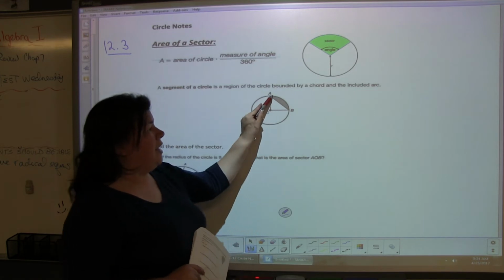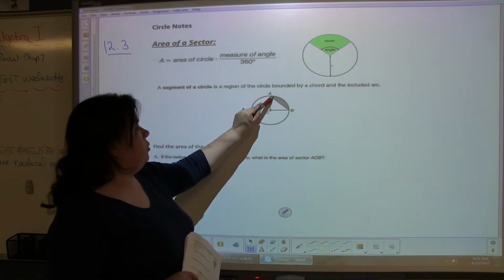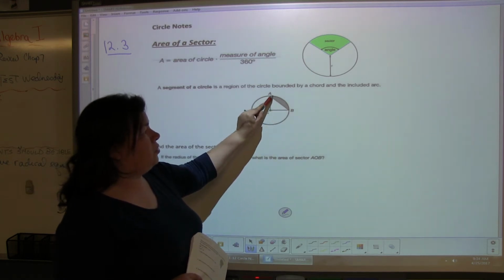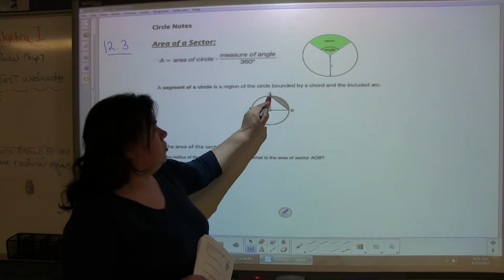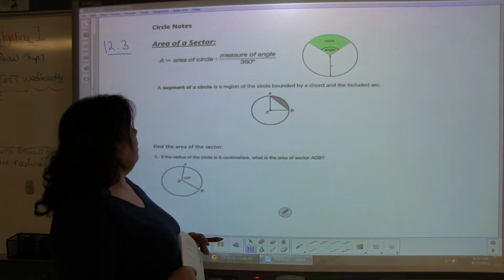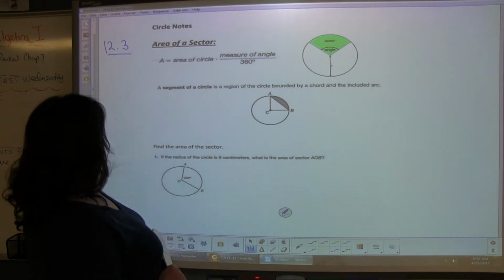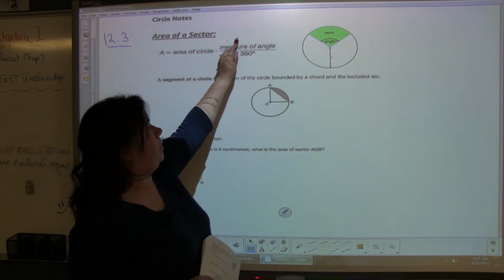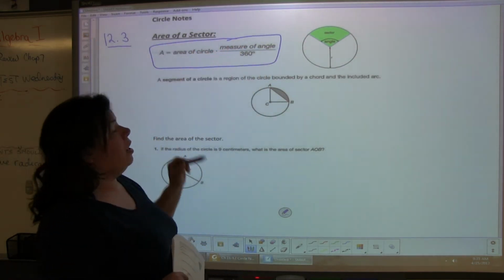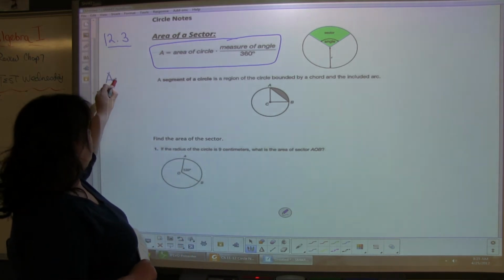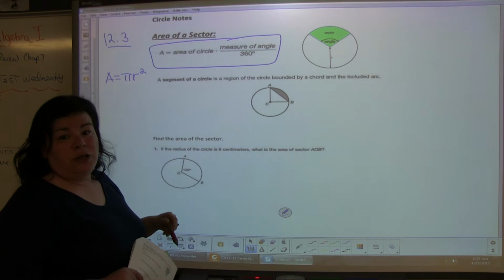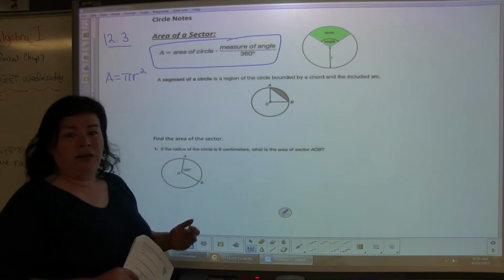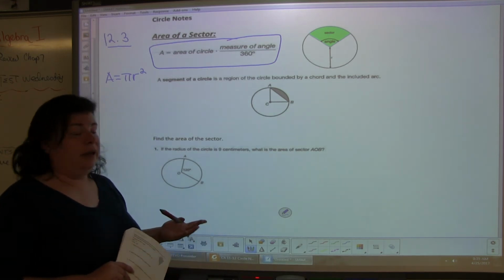Now if you look here, a segment of a circle is this little shaded region. This is the portion of the region bounded by the circle's chord and the included arc. So that is what a segment of a circle looks like. To find the area of the sector, we're using this formula here. And if you recall, the area of a circle is equal to pi times radius squared. So we have to be given information about the radius and then square that. And if you're given the diameter, then you just divide by 2 to find the radius.